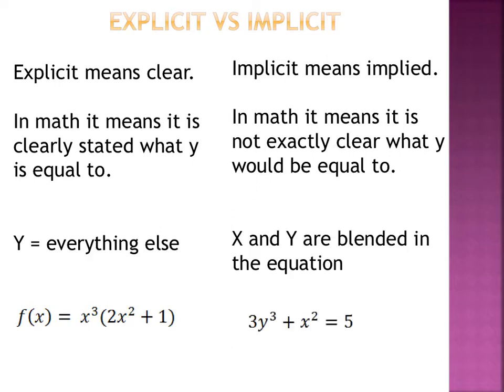However, implicit, y is somewhere in the equation. It could show up more than once. And I may be able to solve for it, like in this one, I could solve for it, but it might become too difficult or impossible to solve for y, which is why we need an implicit form of differentiation.